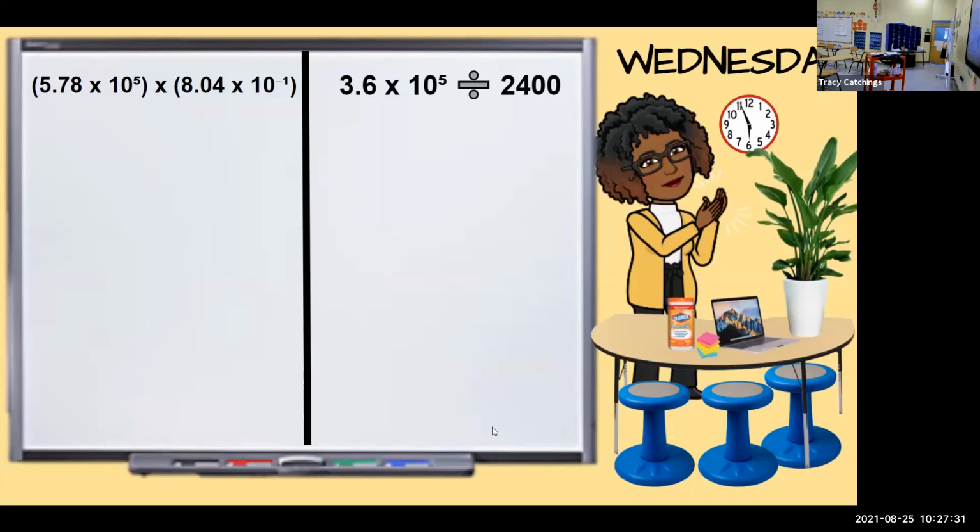All right, two examples we're gonna look at for multiplying and dividing. So that first step told us we're just gonna multiply and divide those decimal values. So looking at the first one, we're gonna multiply 5.78.